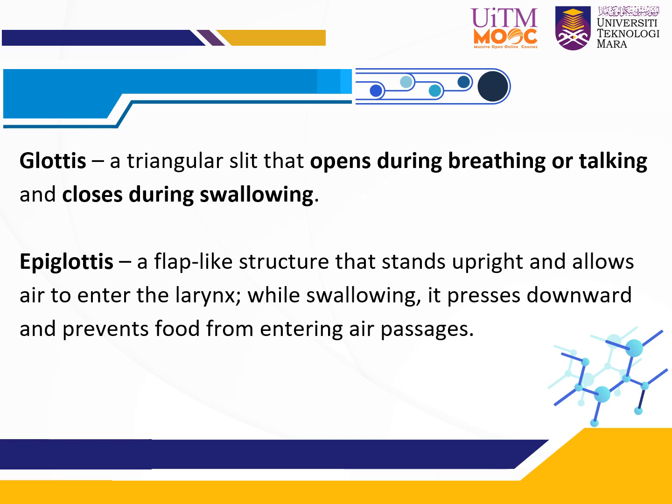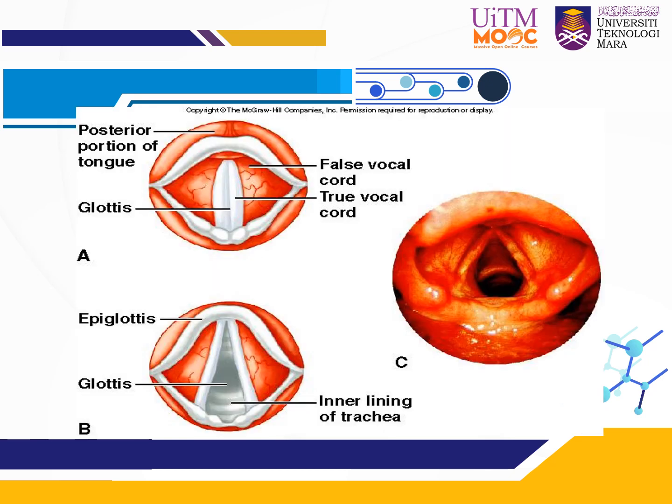And while swallowing, it presses downward and prevents the food from entering the air passages into the trachea. So it allows the food to go into the esophagus behind the trachea. So here you can see the picture of the glottis and epiglottis. As you notice, the glottis is a triangular slit, the picture on the side, and the epiglottis is the one on the top of the glottis.